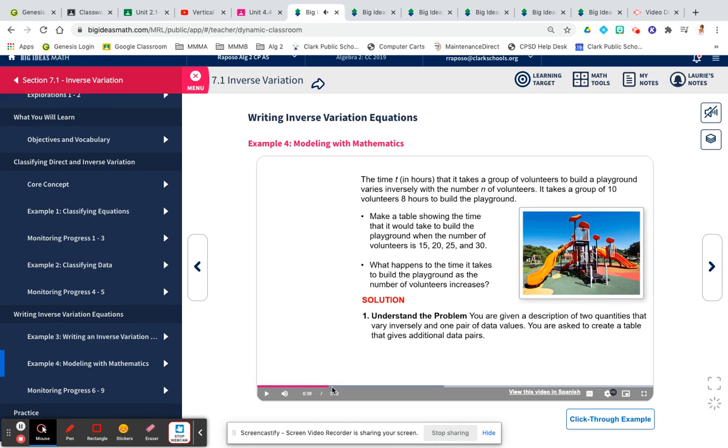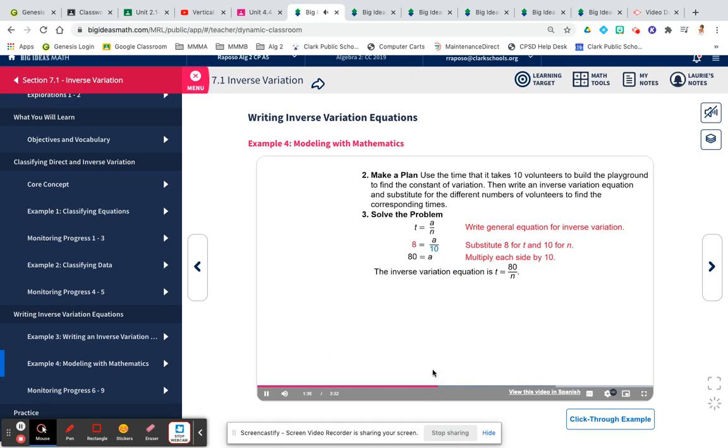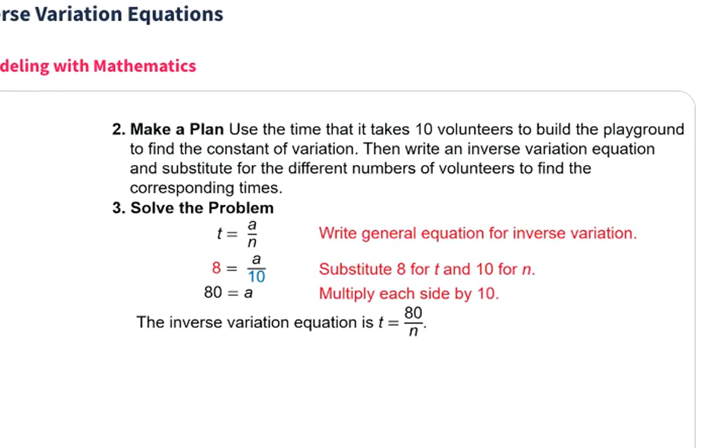All right, I'm going to skip a little ahead here just so we can get to see the work. So the inverse variation equation... maybe a little bit too far ahead. All right, so in the problem, they tell us that it varies inversely. Lucky enough. So we're going to do exactly what we were doing before.